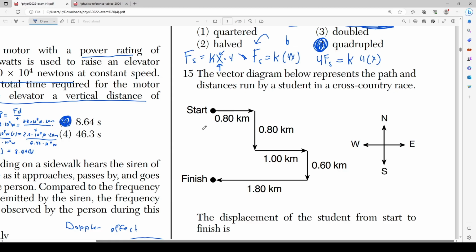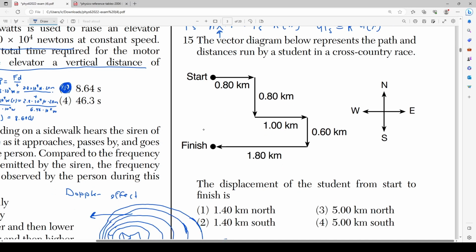Number 15 says the vector diagram represents the path and distances run by a student in a cross-country race. The displacement of the student from start to finish is what? Well, displacement is a vector quantity, and it's the distance from the start point to the end point only. The displacement does not care about this distance plus this plus this plus this. The only thing that displacement cares about is the distance between the start and the finish, so it only cares about this distance.